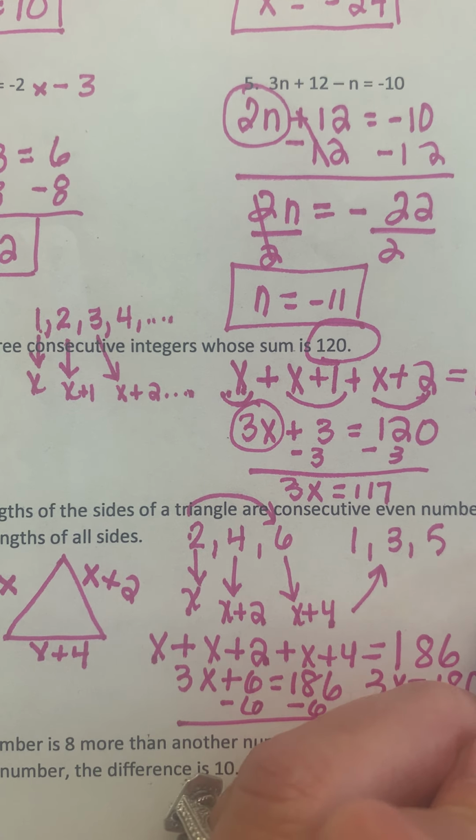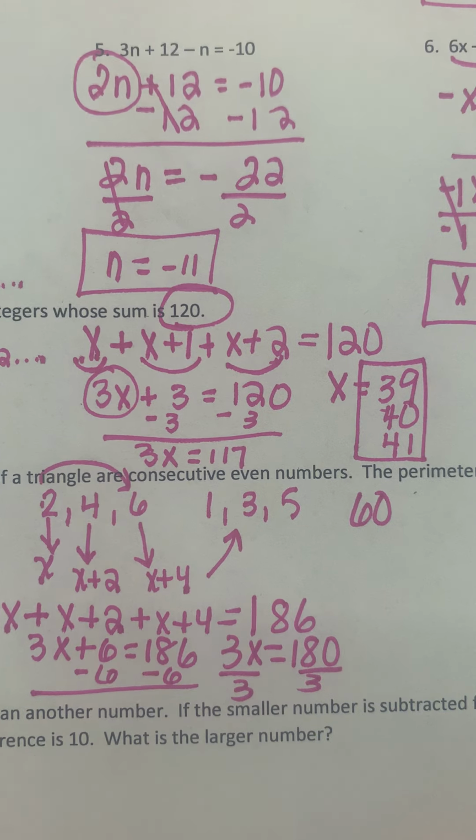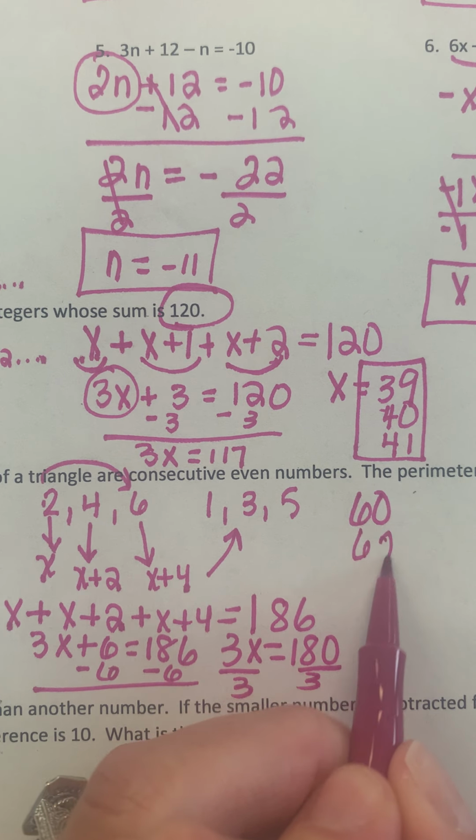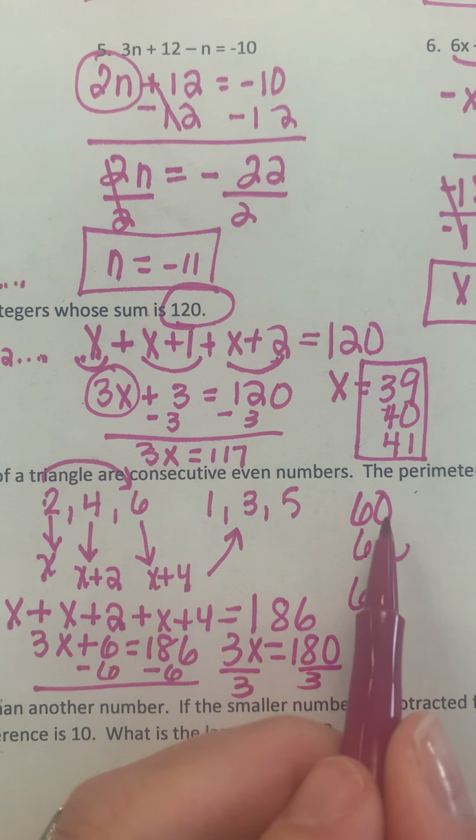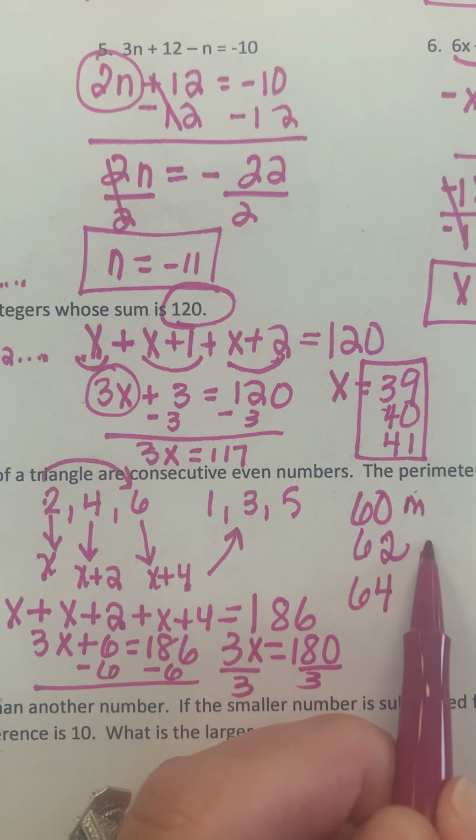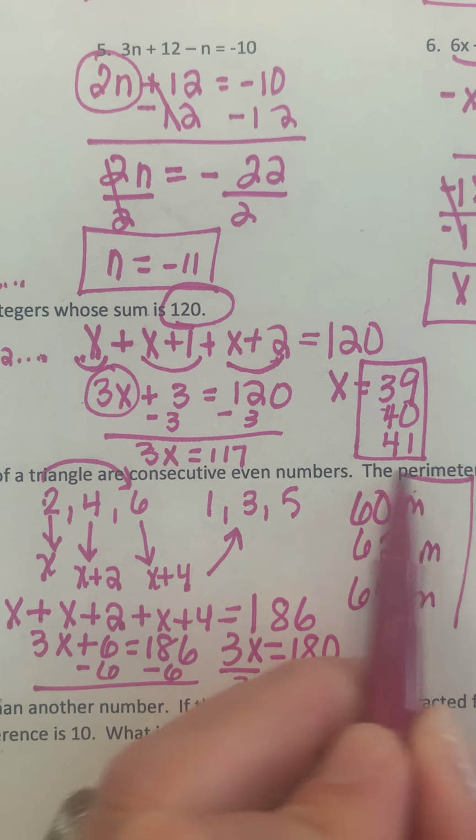So the sides are 60, 60 plus 2 is 62, and then 64. And then these are all meters, right? And they should add up to 186.